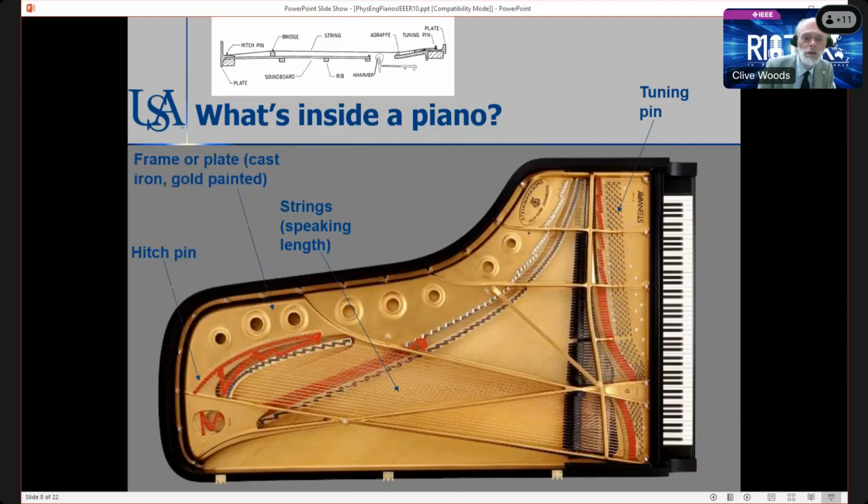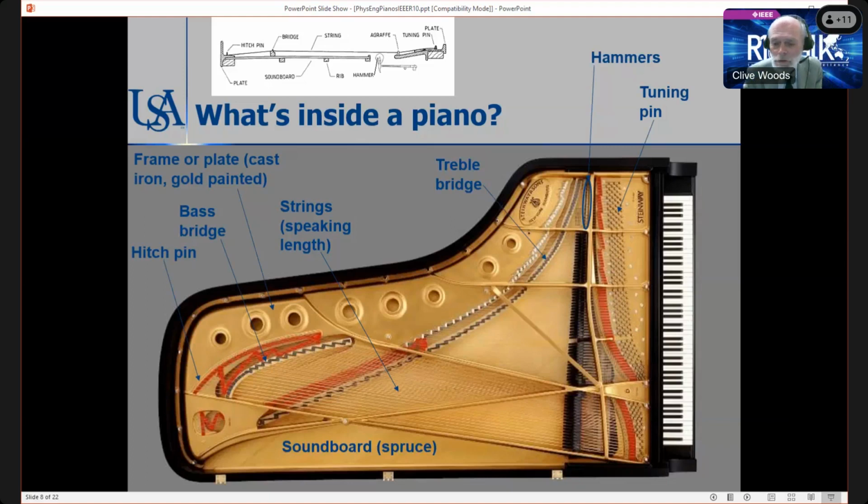The frame is made of cast iron. They paint it gold just to make it look nice and stop it rusting. And there's a bridge, the bridge for the bass strings, and on this piano there's a separate bridge for all the strings that are not on the bass bridge. So the treble bridge is very much longer than the bass bridge. And then the soundboard you can see through the frame, that's made out of spruce.